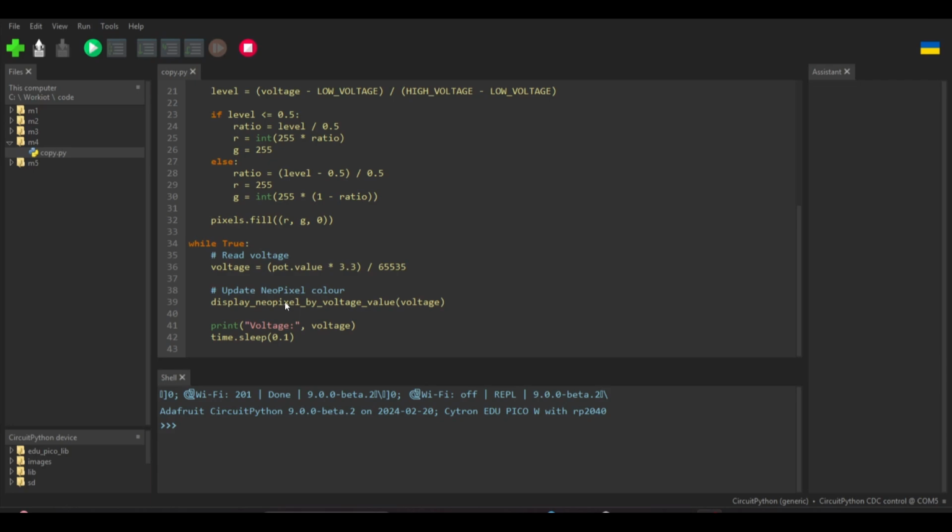Next one is the display on the NeoPixel. It calls the function above to convert that voltage into an RGB color and set the NeoPixels. Print outputs the voltage to the serial console, so you can see the numeric reading while presenting. And the last one is time.sleep(0.1). While running, it waits 0.1 seconds between updates, which keeps updates responsive but not overwhelming: 10 updates per second.